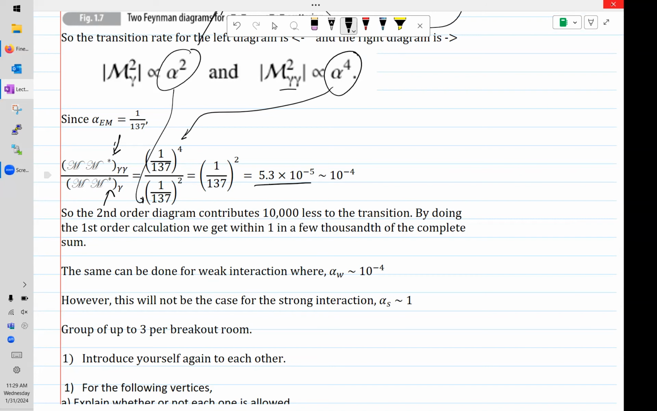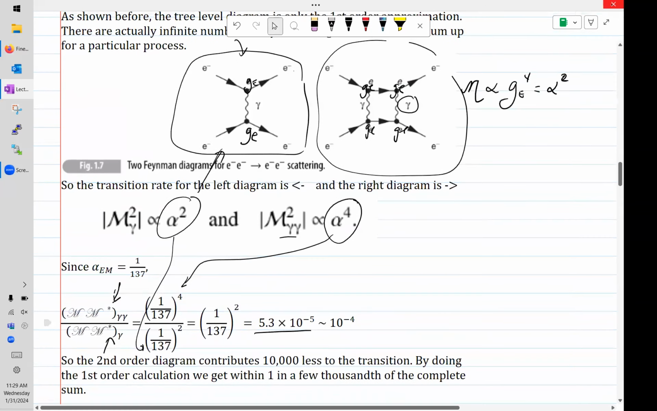Okay, so the probability of an electron scattering once off each other, go away. Sorry, not you guys, the little screen thing on the screen.